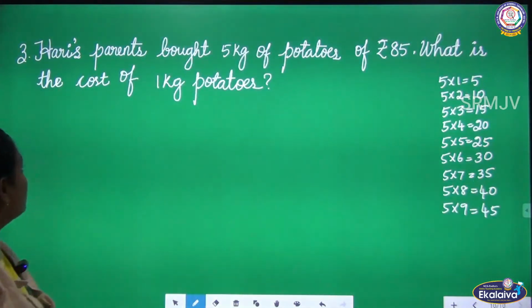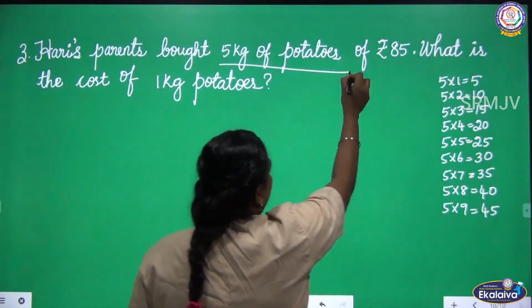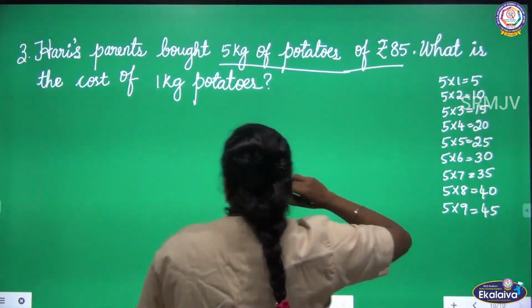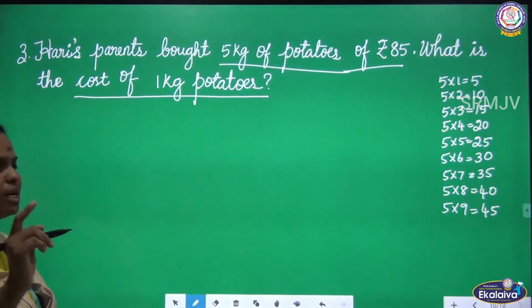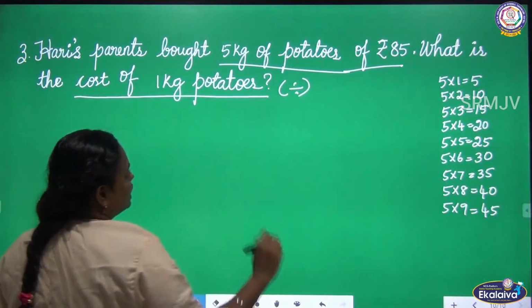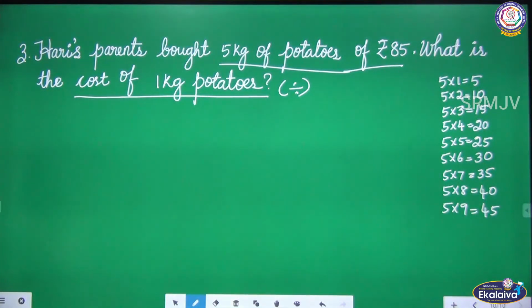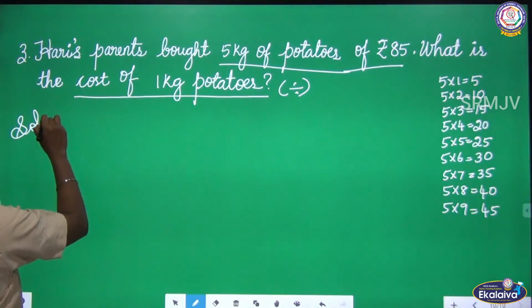Next one, Hari's parents bought 5 kg of potatoes for rupees 85. What is the cost of 1 kg of potatoes? If they ask 1 kg, what do you have to do? You are going to divide and then find out the answer. So you write solution.